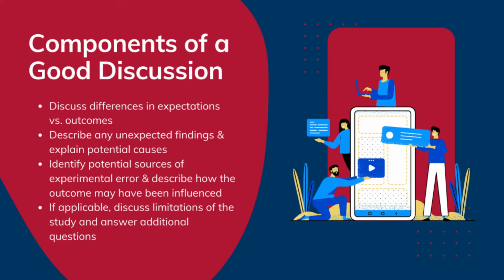If the experiment went well and the results were expected, identify potential sources of experimental error and describe what may have happened if those errors occurred. Note any flaws or limitations in your study. Were there any issues with the study that would prevent it from being generally applicable, such as a small sample size or unavailability of certain resources? If your professor provided any additional questions for you to answer, do so in this section.